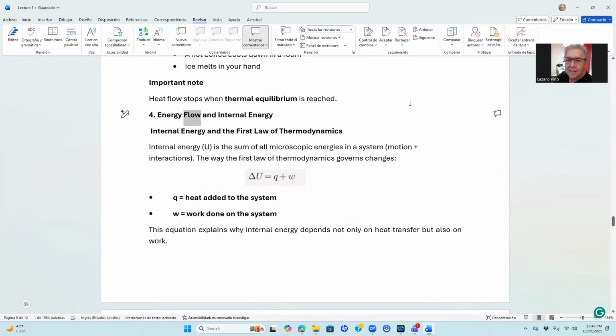4. Energy flow and internal energy. Internal energy and the first law of thermodynamics. Internal energy, U, is the sum of all microscopic energies in a system, motion plus interactions. The first law of thermodynamics governs changes: delta U = Q + W. Q equals heat added to the system. W equals work done on the system. This equation explains why internal energy depends not only on heat transfer but also on work.